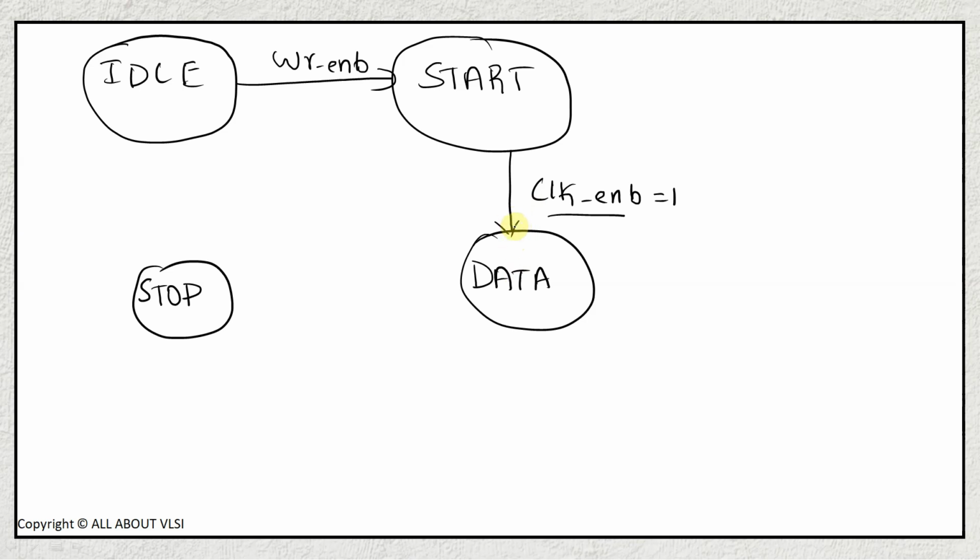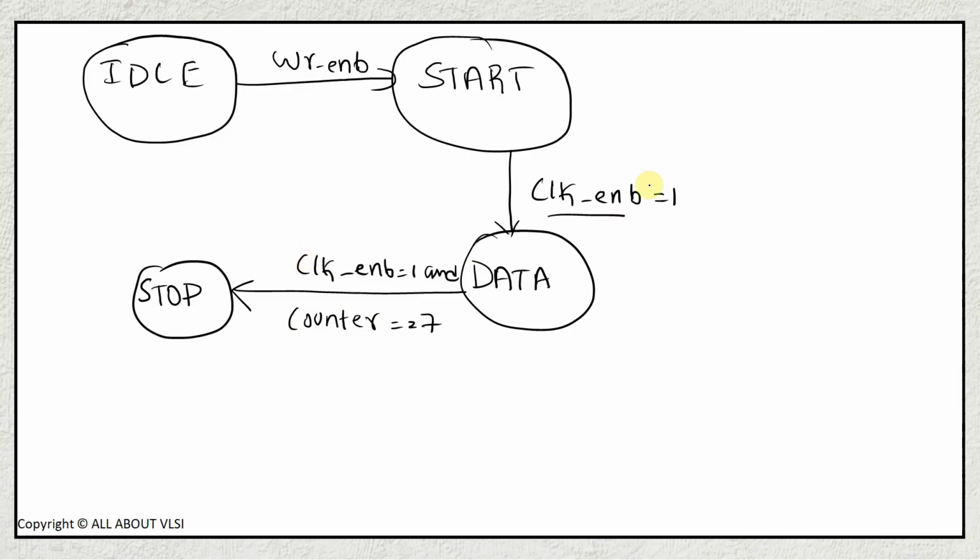From the data state to the stop state, we will go whenever the clock enable signal is equal to 1, and we will have one internal counter. When that counter reaches a count of 7, then we reach the stop state. So first we check for the clock enable signal and the internal counter, and when both conditions are met, we go to the stop state.